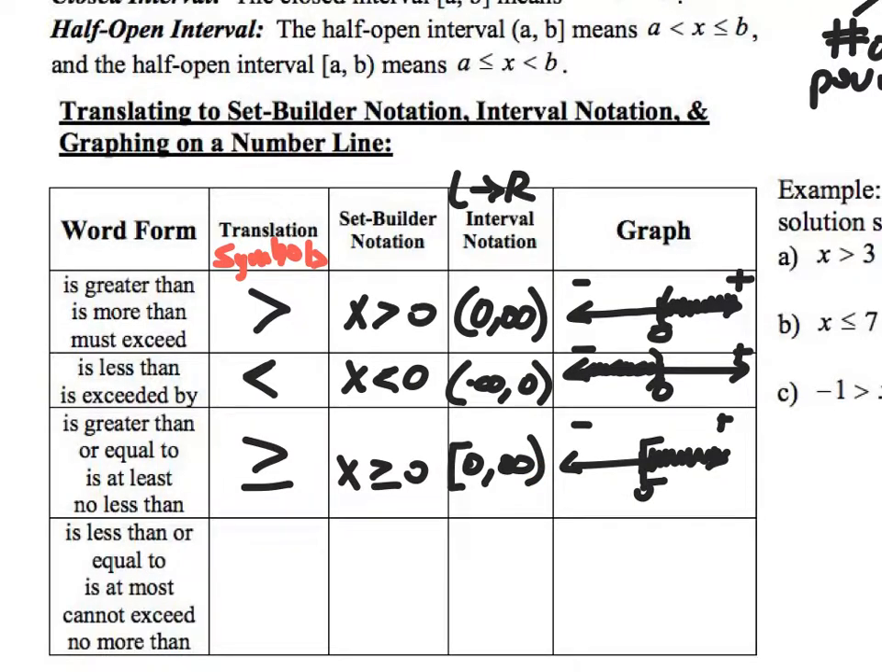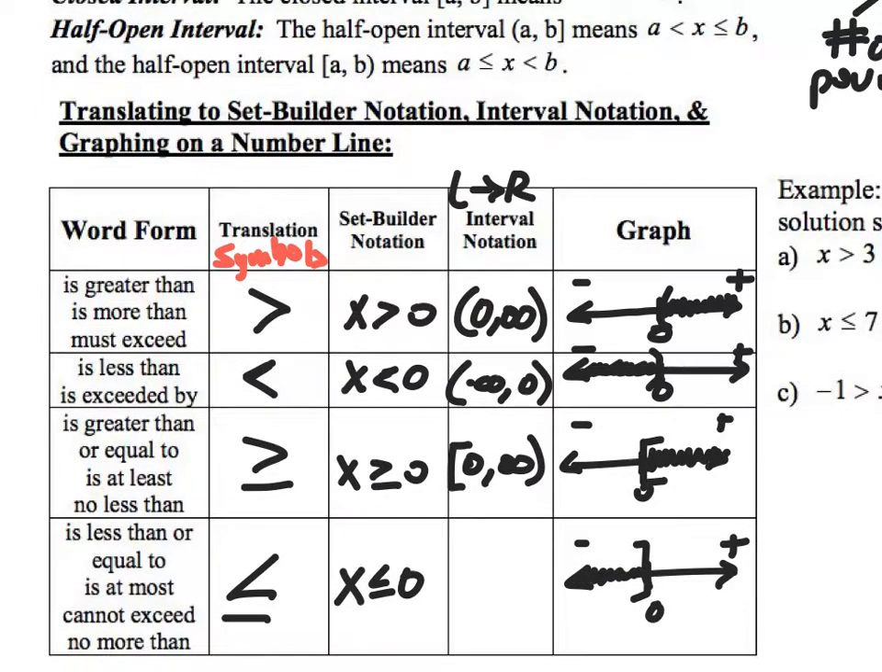Let's go the other way around and do less than or equal to. This is going to be x is less than or equal to 0. Let's draw this on a graph first: put a 0 here, positive, negative, then draw our bracket here and shade to the left. In interval notation, that is a parenthesis, negative infinity, to 0, and we include 0 with the bracket.